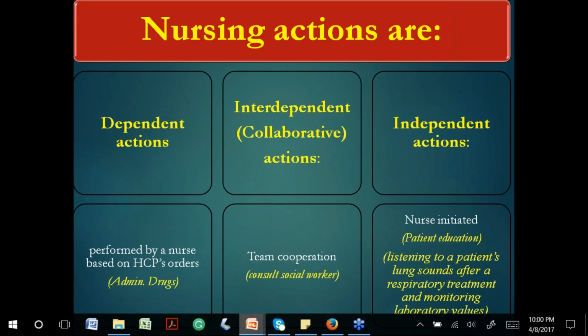Independent action is when you, the nurse, initiate. That is your patient education. Interdependent or collaborative action is team cooperation. For example, respiratory therapy, or we call cardiologists or endocrinologists or neurologists or a surgeon to see the same case, for example, laboratory, etc.